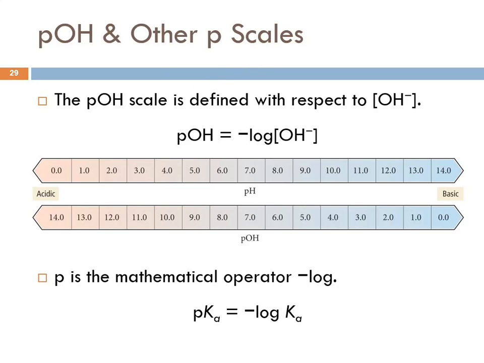pOH and other p scales. p is a function. It's a mathematical operator that means negative log of. So we can have p things other than hydrogen ion. pH is the negative log of the hydrogen ion concentration. pOH is just the negative log of the hydroxide ion concentration. So we'll sometimes talk about the pOH. The pOH scale is opposite of the pH scale. They meet in the middle: at neutral, they're both 7. But in an acidic situation, the pH is low and the pOH is high, and vice versa. So they're just opposites of each other.